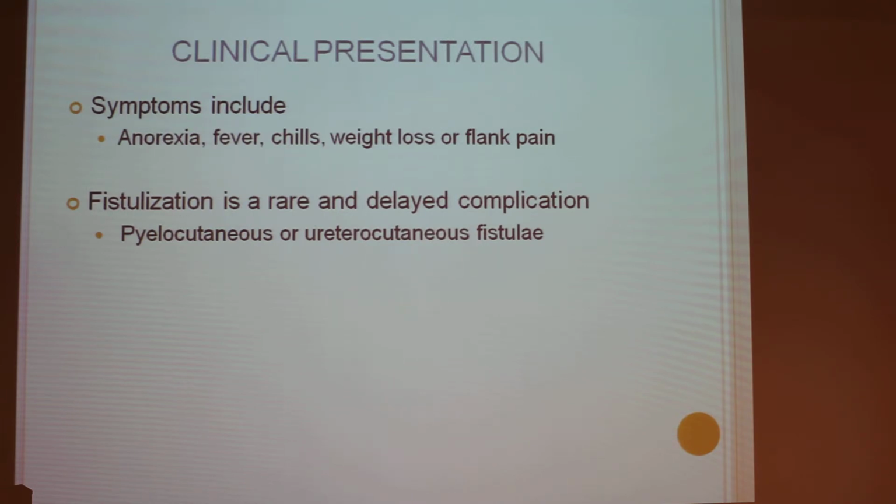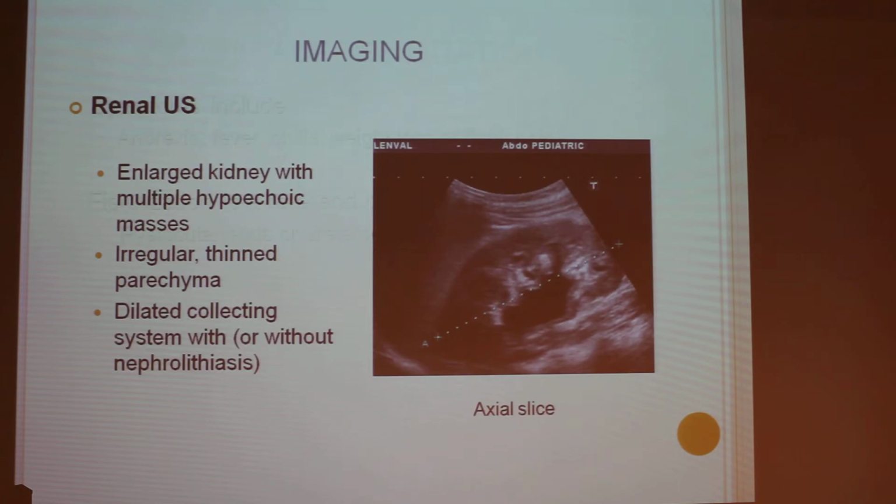The clinical presentation is variable. Symptoms could include anorexia, fever, weight loss, or flank pain, and sometimes fistulization, which is a rare and dreaded complication. On imaging, renal US exam shows an enlarged kidney with multiple hypoechoic masses, irregular parenchyma, or a dilated collecting system with or without nephrolithiasis.